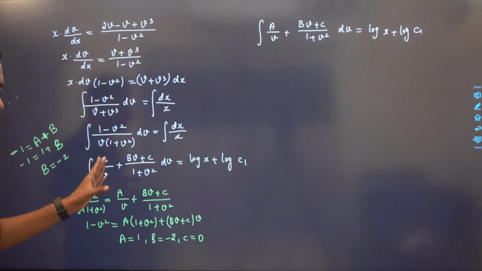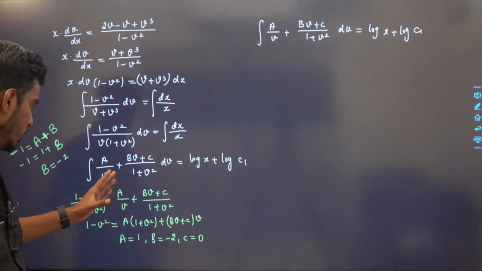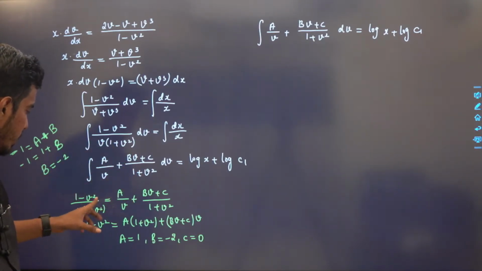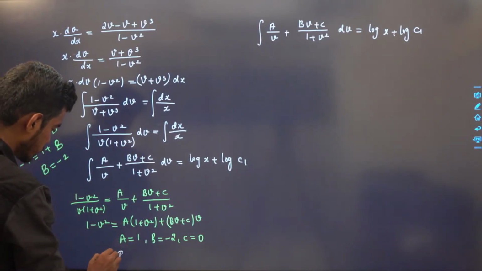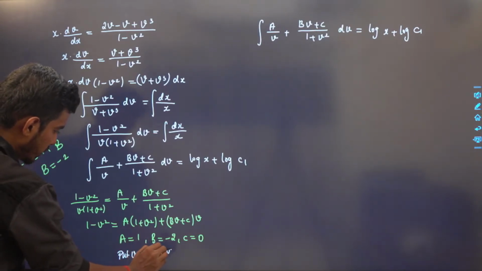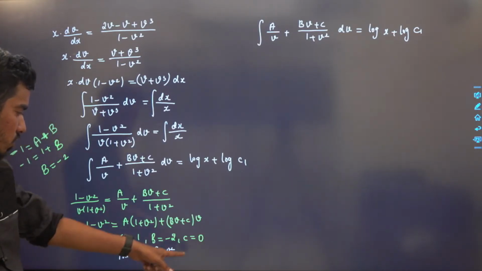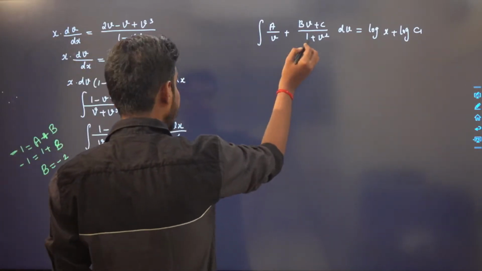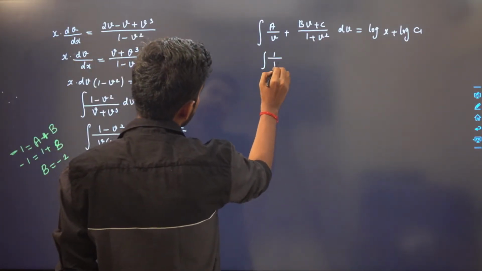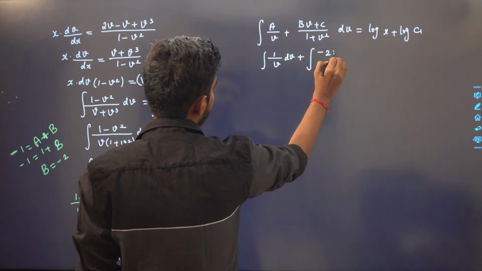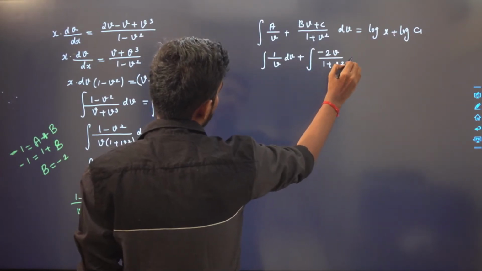So very simple. I'm just doing partial fractions here, right? Don't think I'm doing something big. So this is a/v plus (bv + c)/(1 + v²). Now if you put v equal to 0, you will get a equal to 1. If we equate the coefficient of v², you will get b equal to minus 2. If we equate the constant term, you will get c equal to 0. So c is 0. So this is the same as the integration of 1/v dv plus the integration of minus 2v divided by 1 plus v² dv.